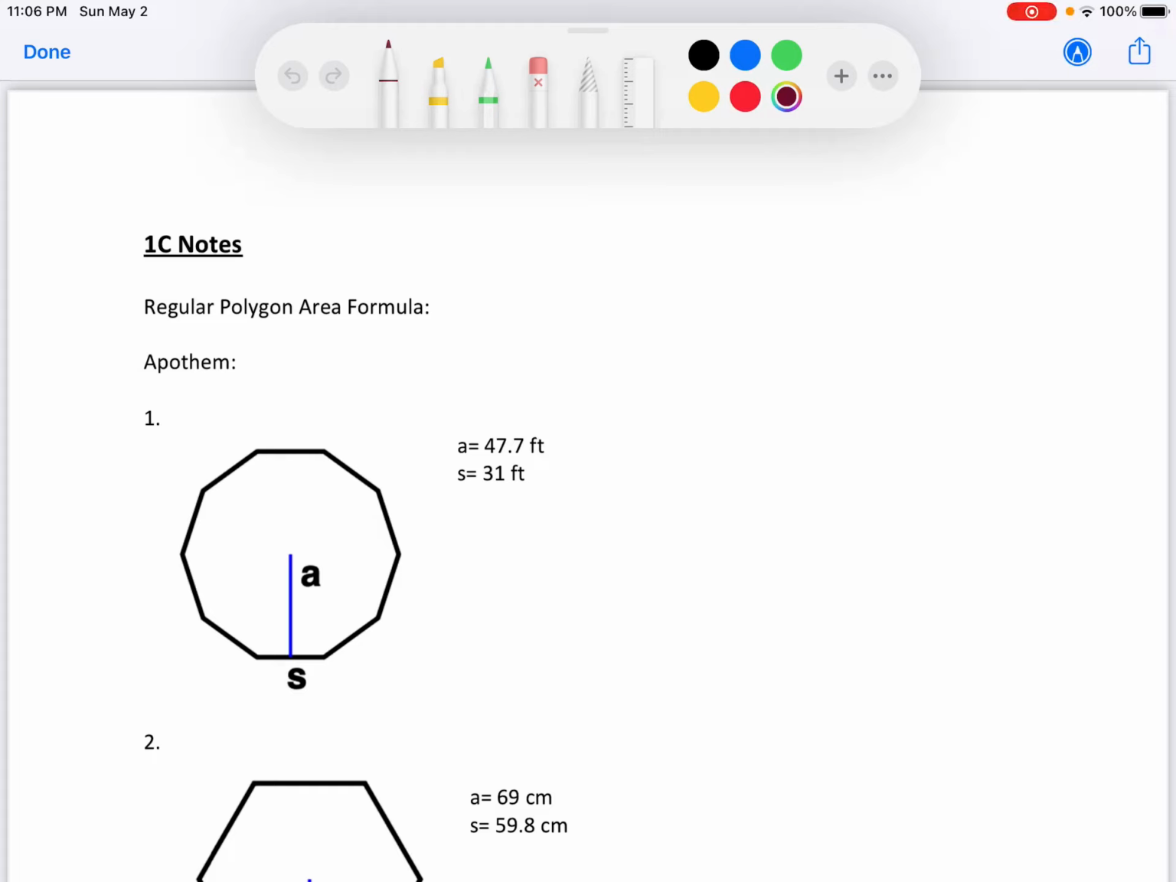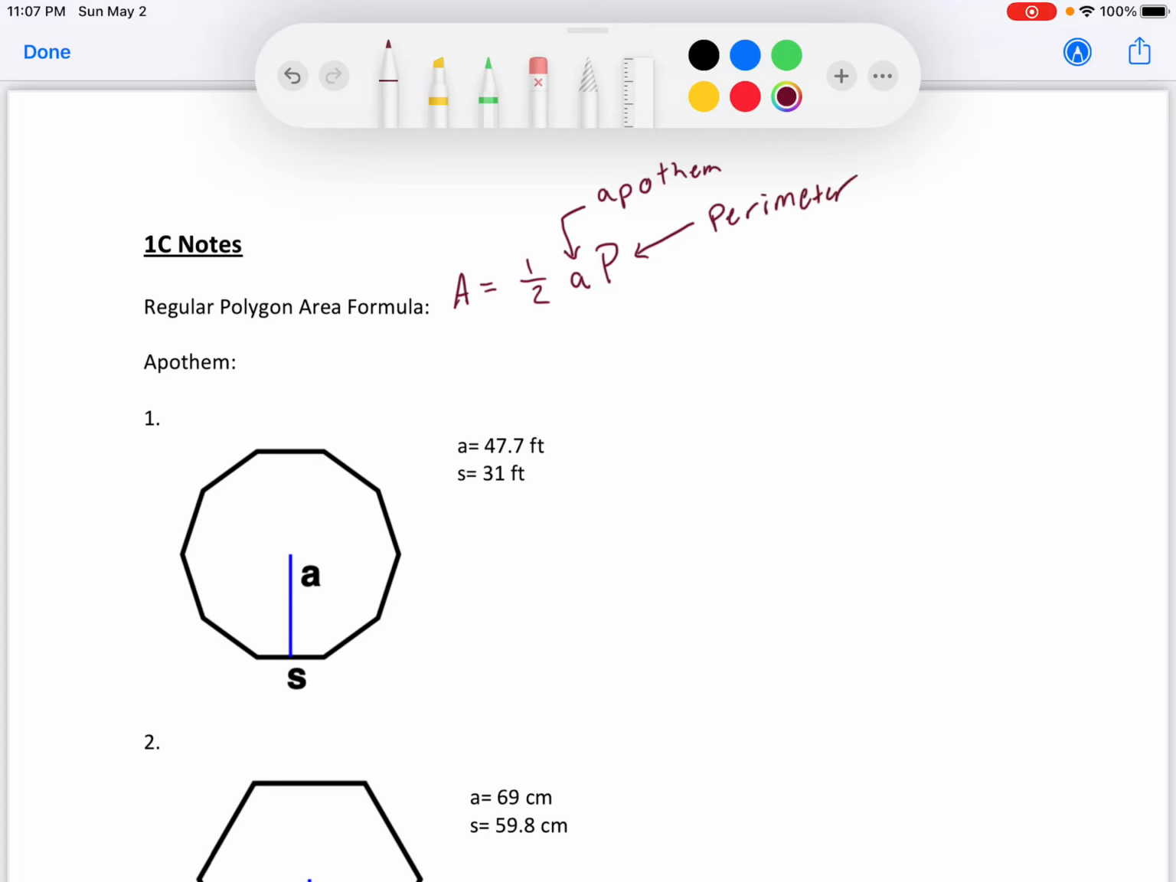Alright, so today we are going to be talking about finding the area of a regular polygon. So the formula for finding the area of a regular polygon is going to be area equals 1/2 A times P. And our A is going to be our apothem, and the P is going to be the perimeter.